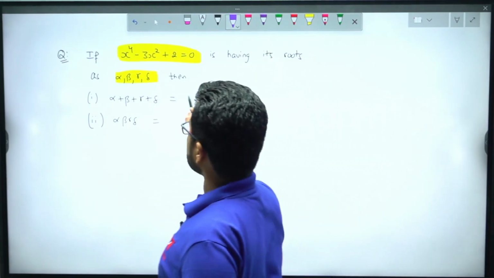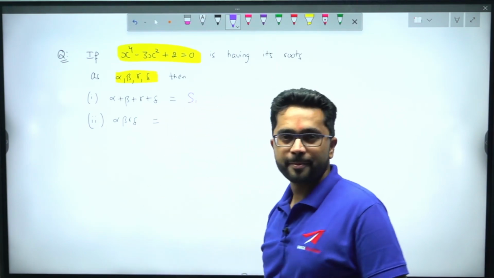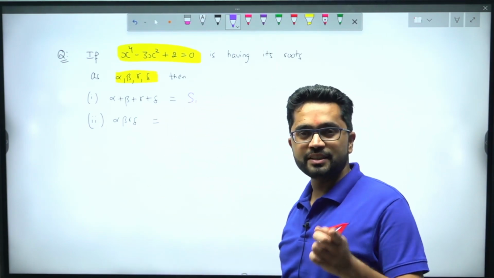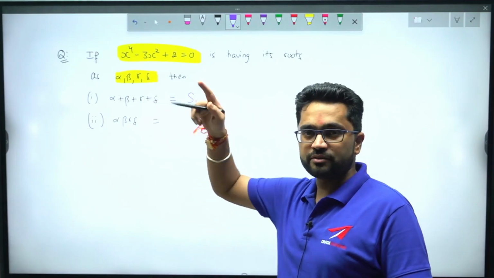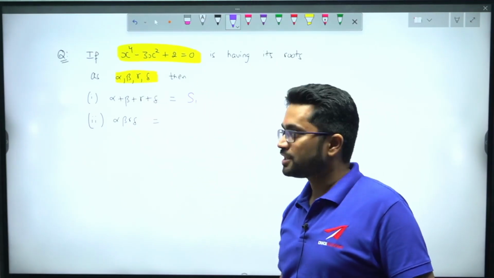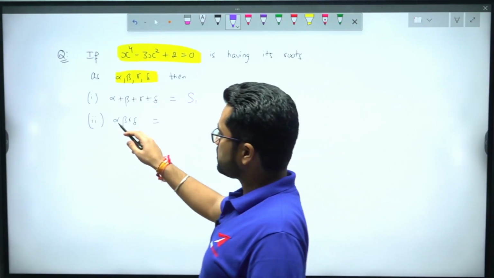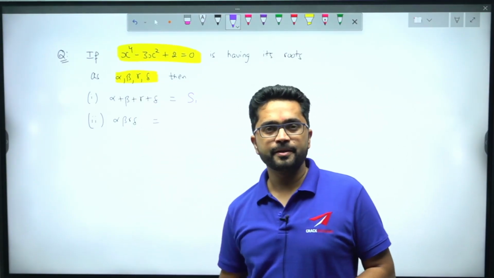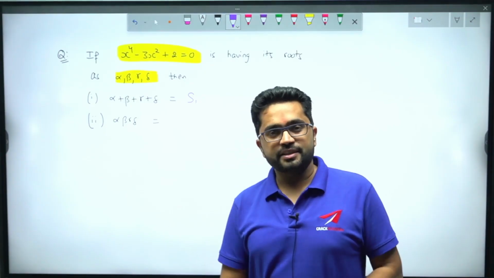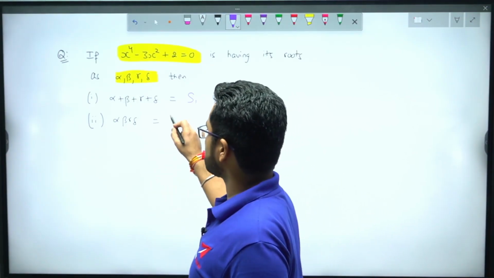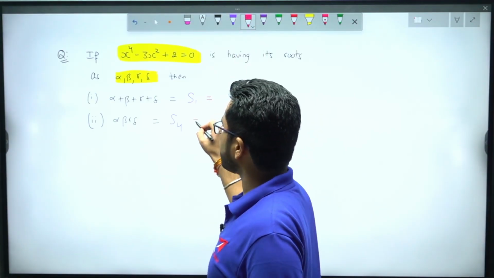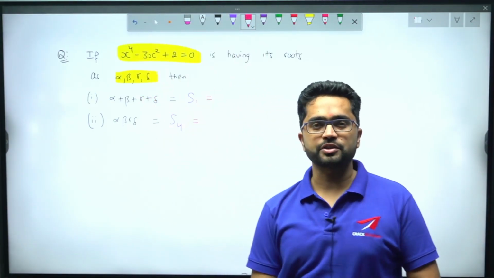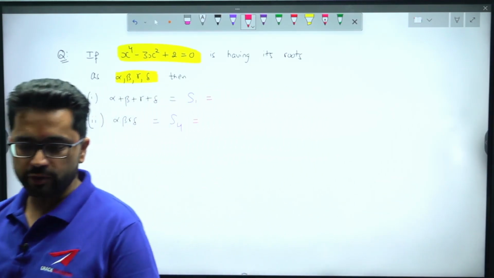Can you see this is nothing but S1, sum of roots taken one at a time. Four roots are there, one time add. Okay, so this is nothing but S1. And what about alpha beta gamma delta? Product taken 4 at a time. So this is nothing but S4. So guys, they are simply talking about what would be the value of S1 and S4 from this equation. Hurry up everybody, try this question quickly.